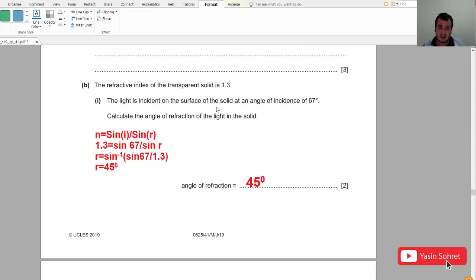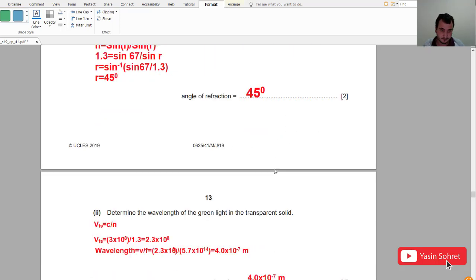Let's see question B. The light is incident on the surface of the solid at an angle of incidence of 67 degrees. Calculate the angle of refraction of the light in the solid. We already know the refractive index of the transparent solid is 1.3. So n is equal to sine i over sine r, where i means the angle of incidence and r means the angle of refraction. The refractive index 1.3 is equal to sine 67 over sine of the angle of refraction. So the angle of refraction is going to be 45 degrees.